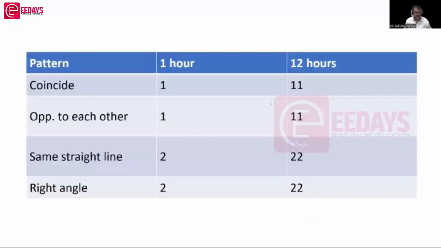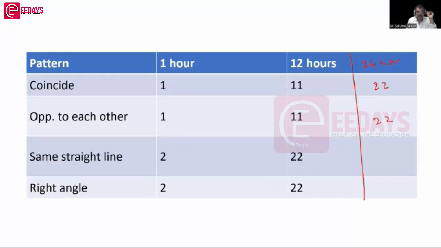That's it. Next question. A very important concept in clocks: in 1 hour, both the hands coincide one time. But in 12 hours, 11 times. And what about 24 hours? That is equal to 22 times. Opposite to each other: one time, 12 hours, 11 times, and in 24 hours 22 times.